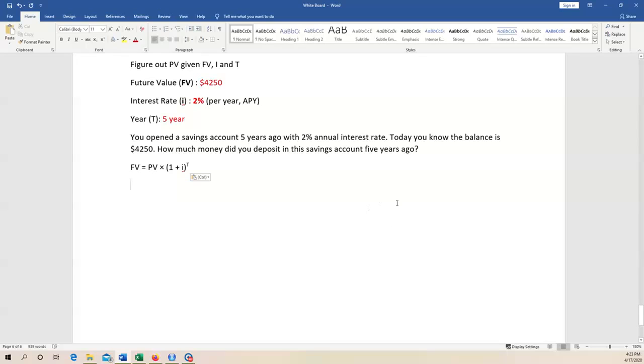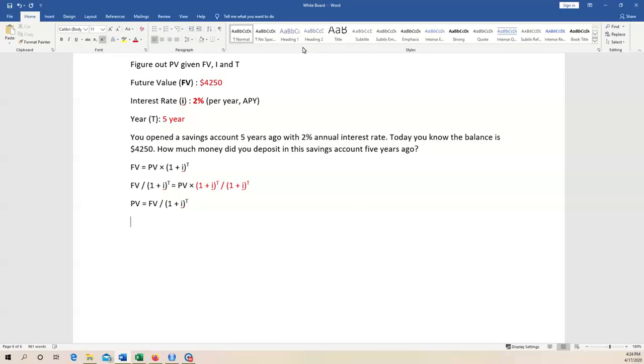So for example, we can divide 1 plus I overall raised to t on both sides. Future value divided by this part. Right? What you can see here, this part cancels out, right? Because they are the same numerator denominator. Since they are identical, so the ratio becomes 1. So what do we have here? We have a present value equals what? Present value equals future value divided by 1 plus interest rate overall raised to the power t.